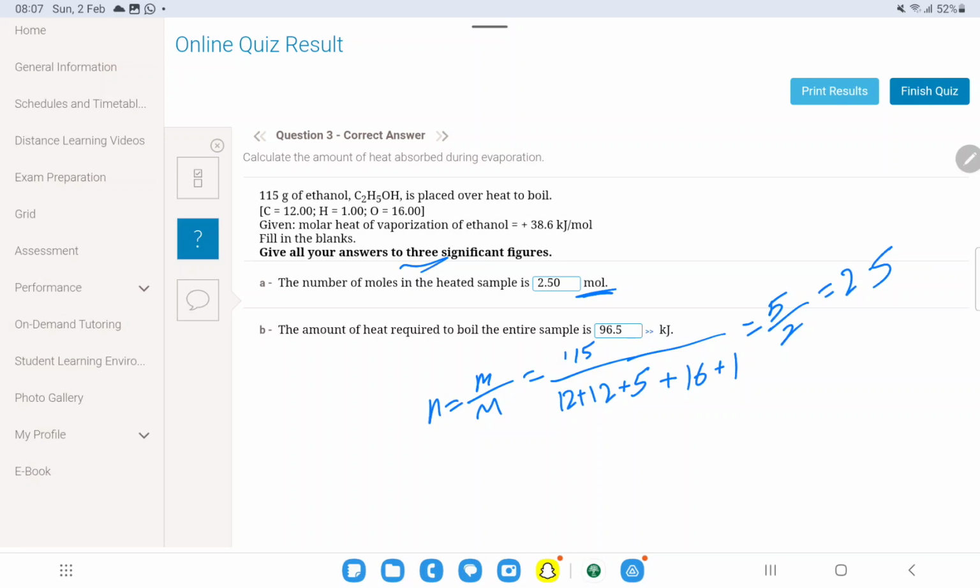They want three significant figures for 2.50 moles, and then they want the amount of heat, so 2.5 moles times 38.6 kilojoules, you get 96.5 kilojoules.